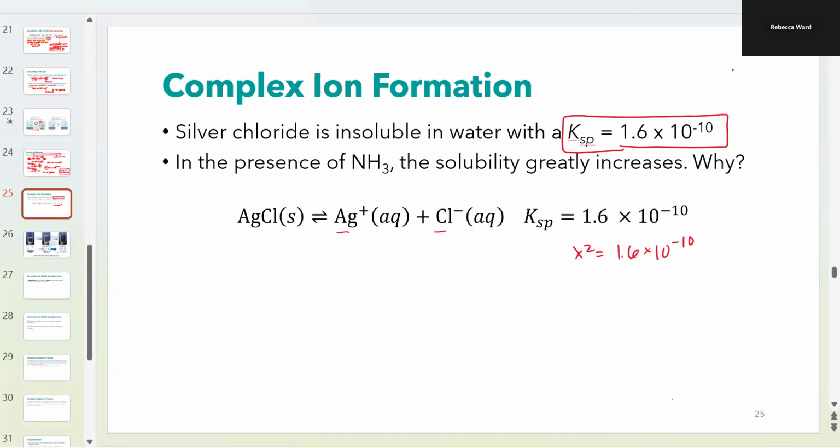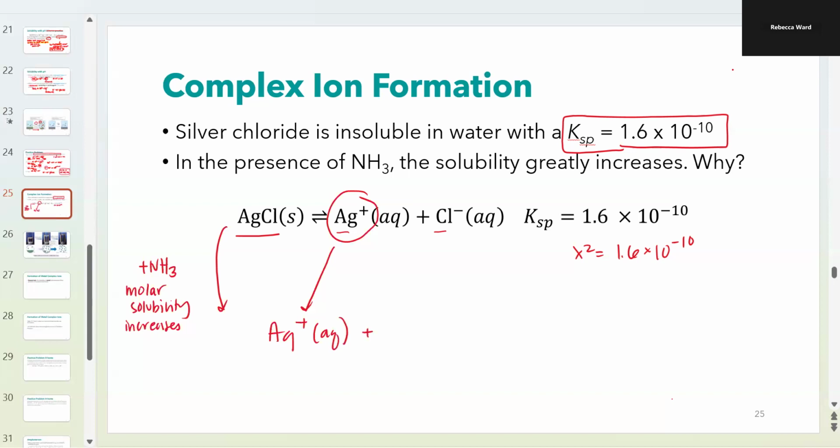And then we make this observation that when you put ammonia into solution with AgCl, all of a sudden, all of our AgCl dissolves. So add NH3, and molar solubility increases significantly. And the question is, why is that happening? Well, we have the formation of a complex ion. Ag plus really likes to make a complex with ammonia.